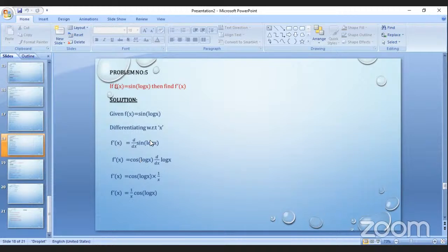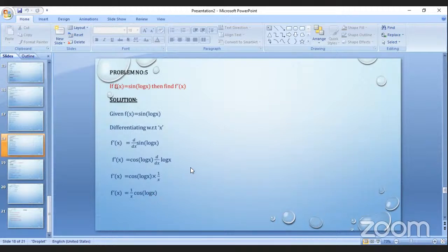So d by dx of sin log x is cos log x, and differentiate the remaining function log x, that is d by dx of log x. f dash x equal to cos of log x into d by dx of log x, which is 1 by x. So f dash x equal to cos of log x into 1 by x, which is 1 by x into cos of log x. If f of x equal to sin of log x, then f dash x equal to 1 by x into cos of log x.